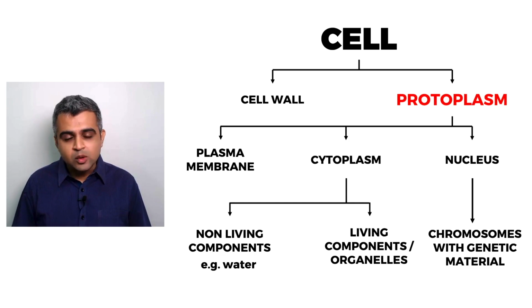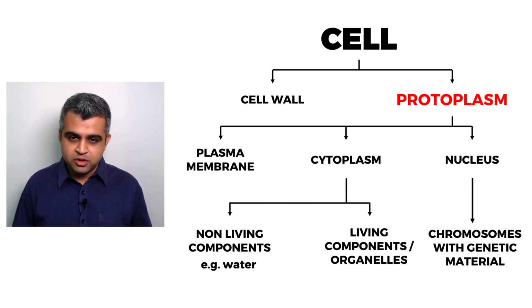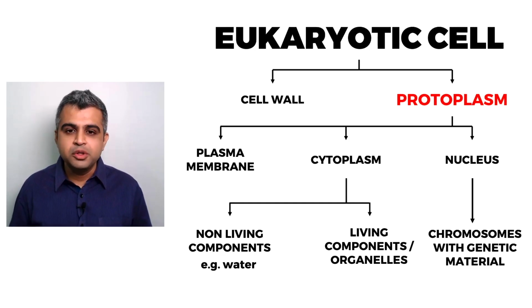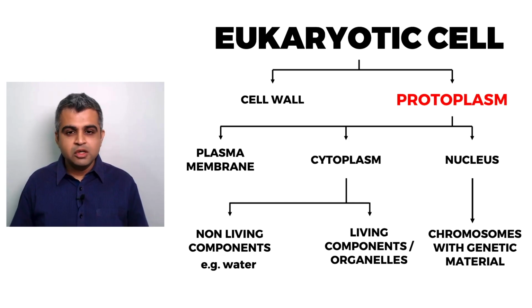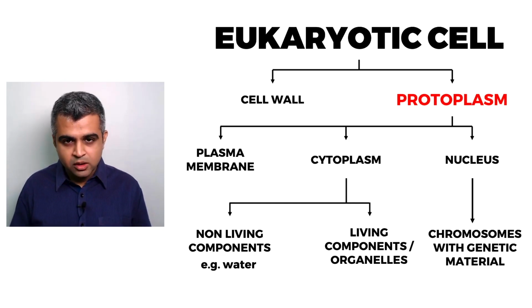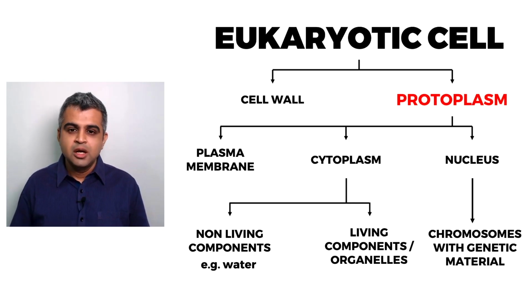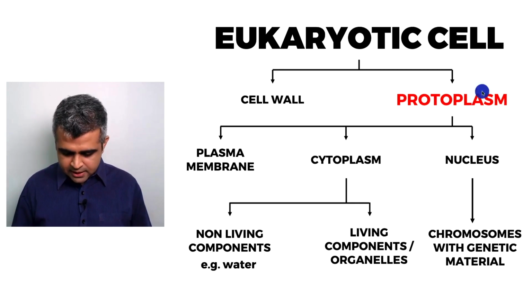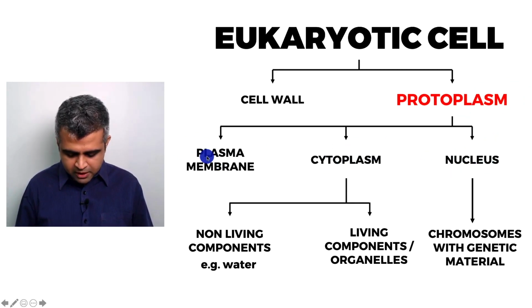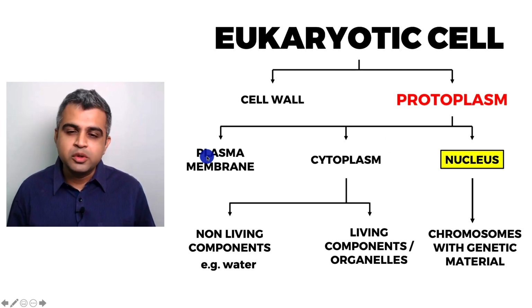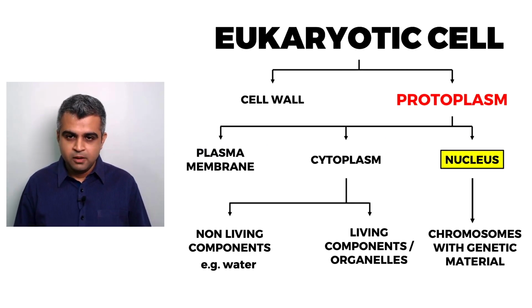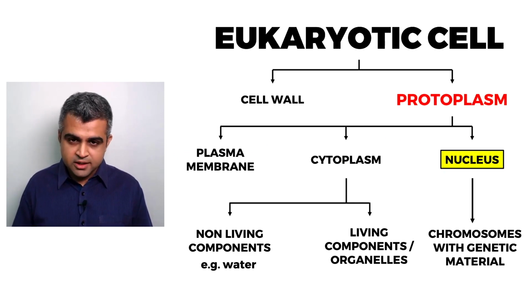So for the next few lectures, I am going to be talking only about eukaryotic cells. We will not discuss prokaryotic cells right now. We will discuss them after we finish the entire discussion about eukaryotic cells. So eukaryotic cells have a nucleus, a cytoplasm and a plasma membrane. Today I am only going to talk about the nucleus. So today we will finish off the eukaryotic nucleus.